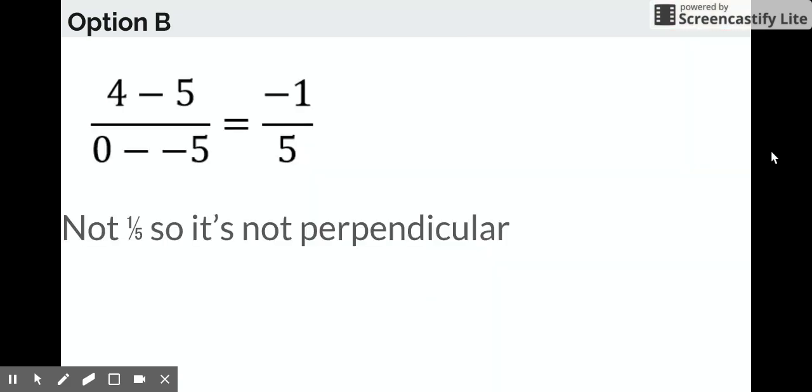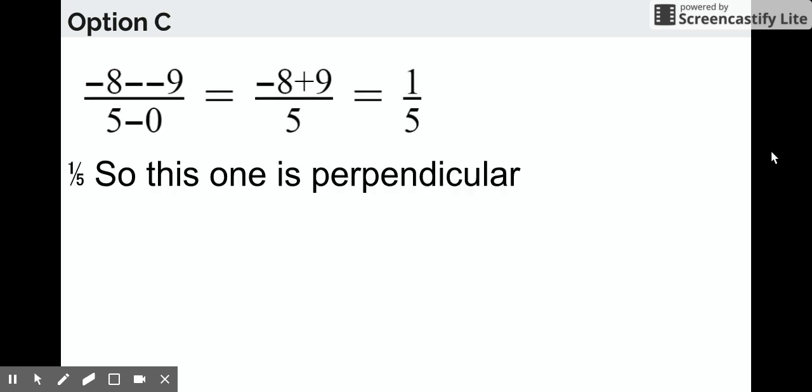Now we must find the slope for option B. First, we do 4 minus 5 and get negative 1. Then we are going to do 0 minus negative 5 and get 5. So we're going to make this into a fraction of negative 1/5. Negative 1/5 is not 1/5, so this is not a perpendicular line.